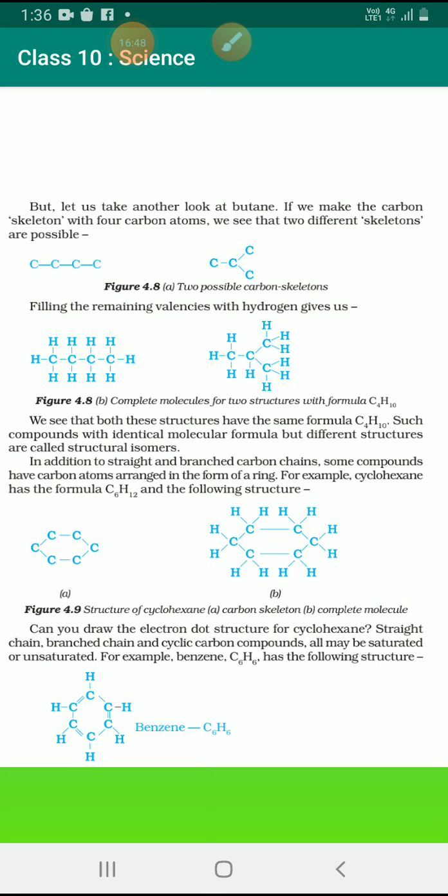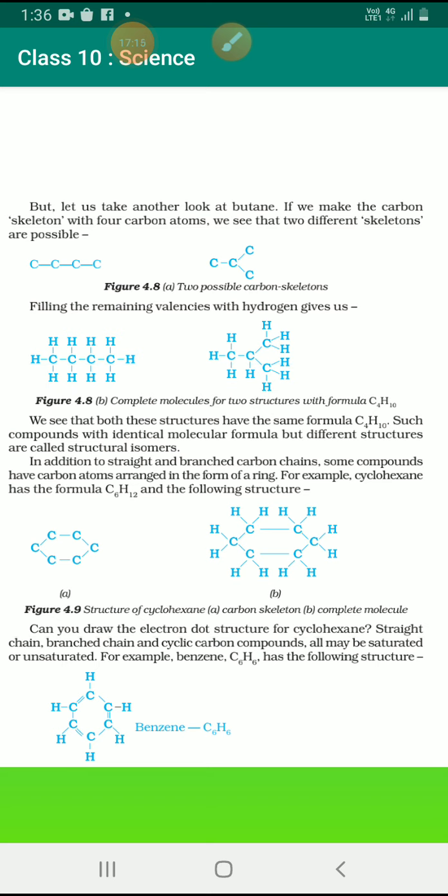The process is known as isomerism. This is a very important question for 2 marks in the board exams. And remember that if you write only this much, you won't get 2 marks.